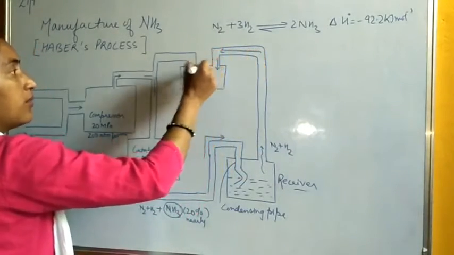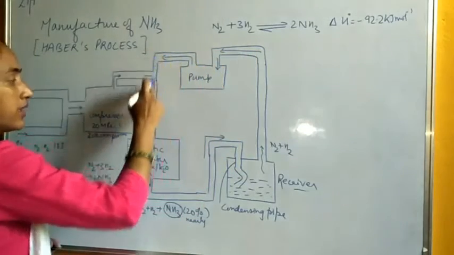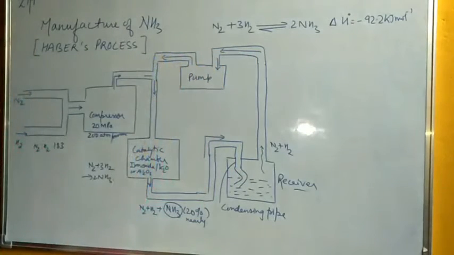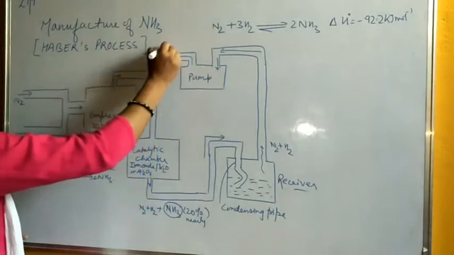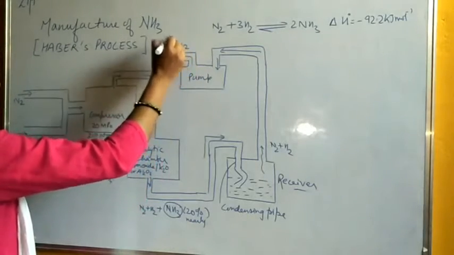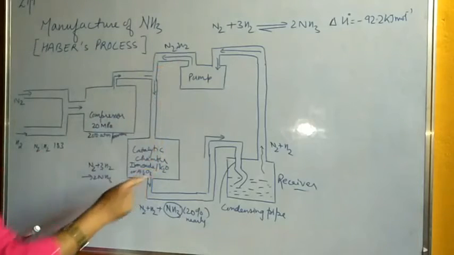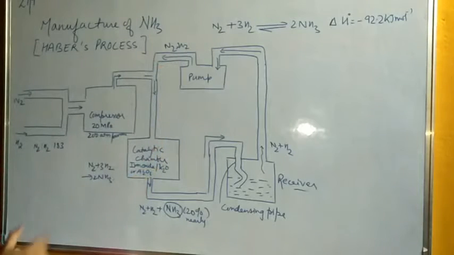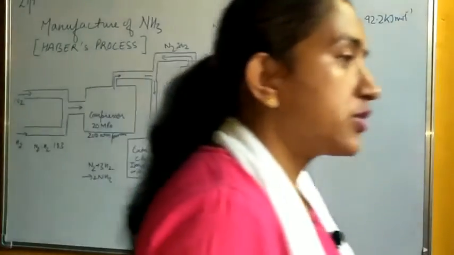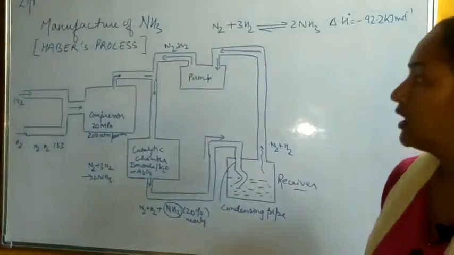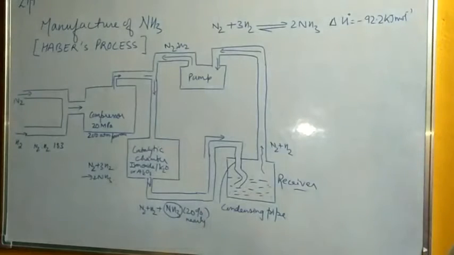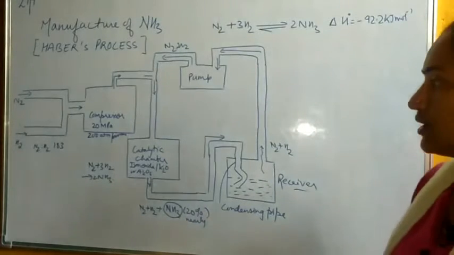Now through the pump they will be again circulated into the system, right? So this is the nitrogen and the hydrogen gas which will be circulated again through the pump into the catalytic chamber, right students? So in this process, the nitrogen and hydrogen will be in the ratio 1:3, and the pressure which will be applied is 200 atmospheric pressure.